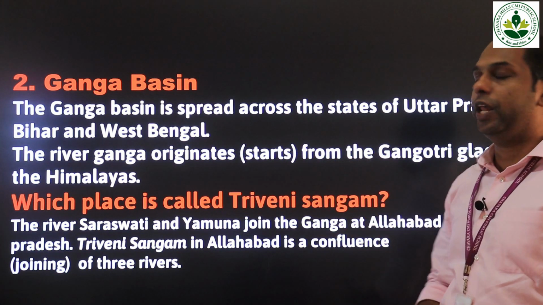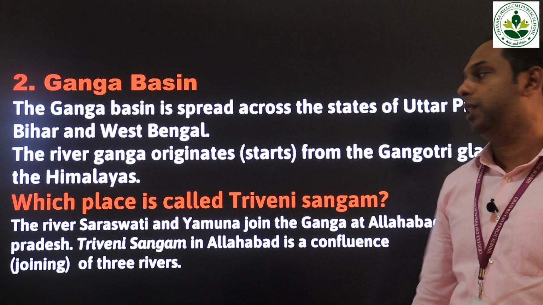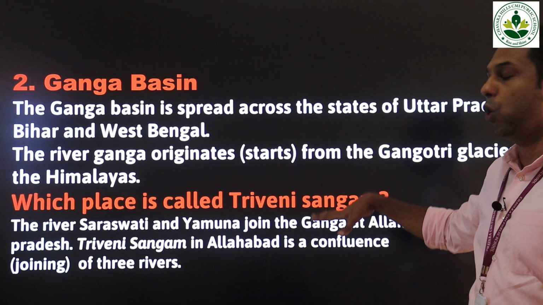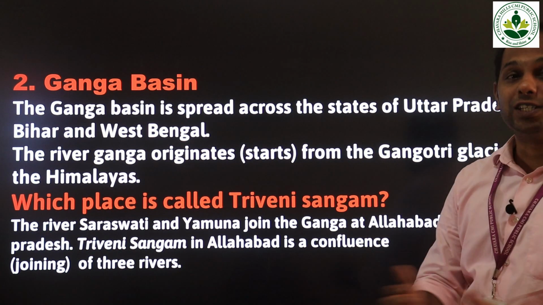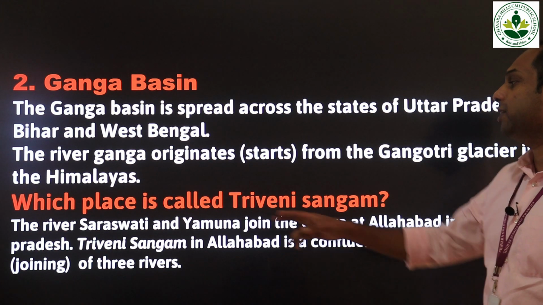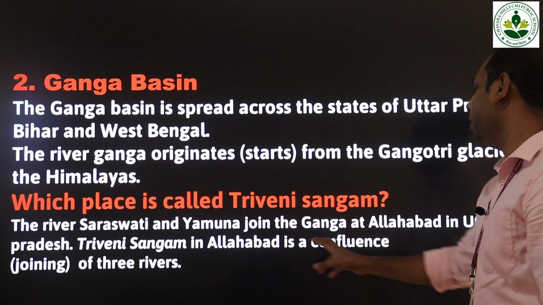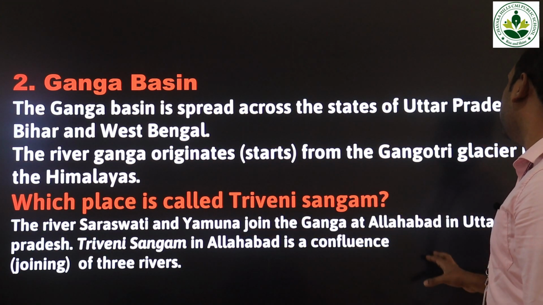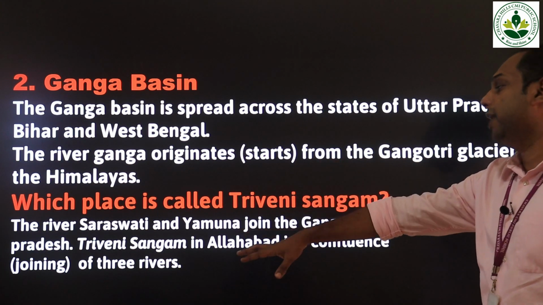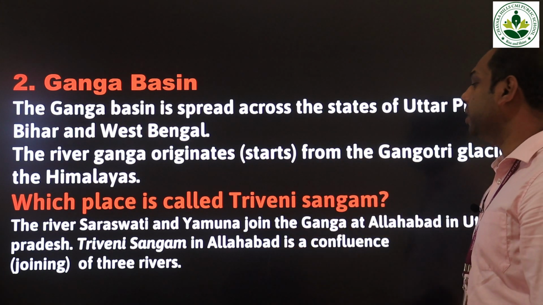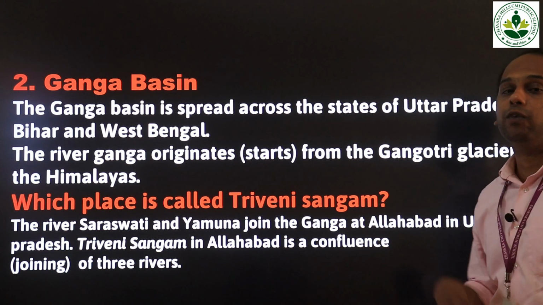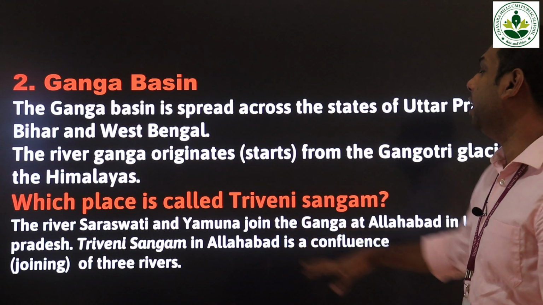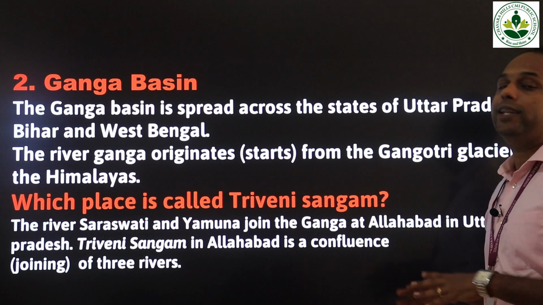So do you know what is the meaning of the word glacier? The moving ice sheets are generally called what? Glaciers. Now let's learn which place is called Triveni Sangam. The rivers Saraswati and Yamuna join the Ganga at Allahabad in Uttar Pradesh. Triveni Sangam is a confluence of three rivers. In a place called Allahabad, three rivers, Saraswati, Ganga and Yamuna, join together.